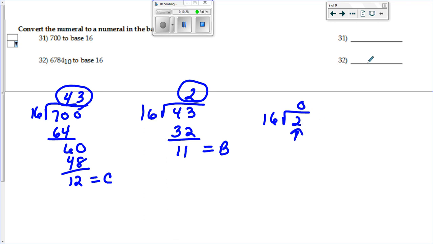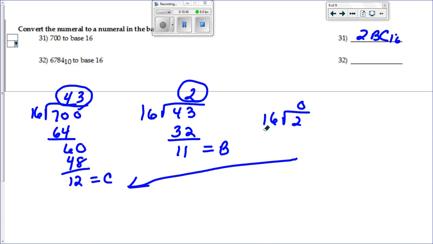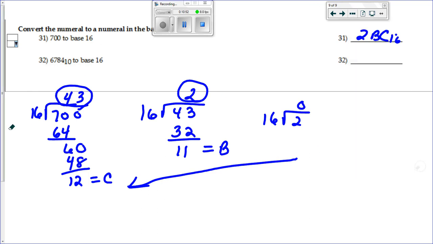So my answer is going to be 2BC. So instead of writing down the base, which I had in all the other ones, I write it this way, and that's base 16. You have to make sure you write a 16. Okay, last question. That didn't work. Here we go.